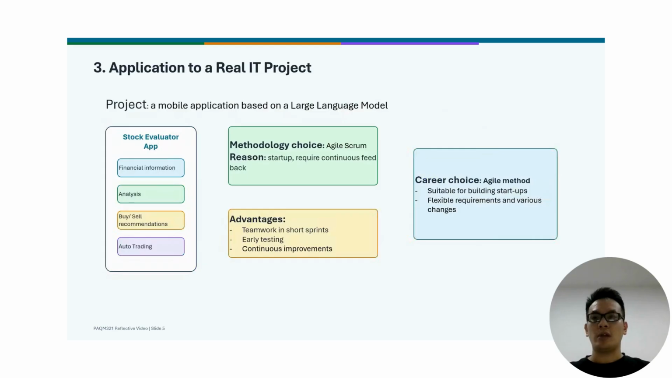Moving to third, an application to real IT project. A real project where I could apply this knowledge is the development of a mobile application based on a large language model. For this project, I would choose Agile Scrum because the project would still be in a startup phase and would require continuous feedback from potential user.